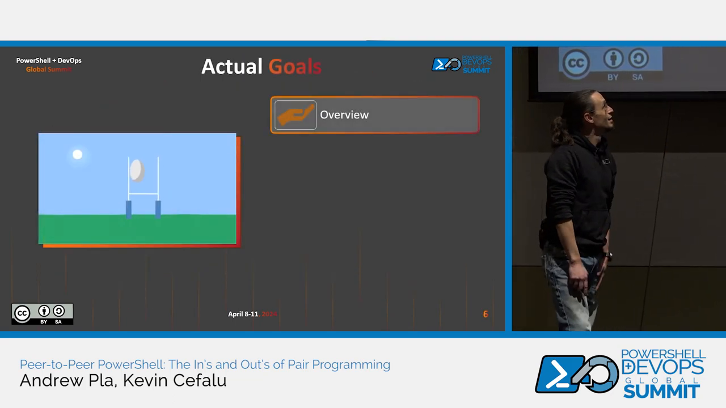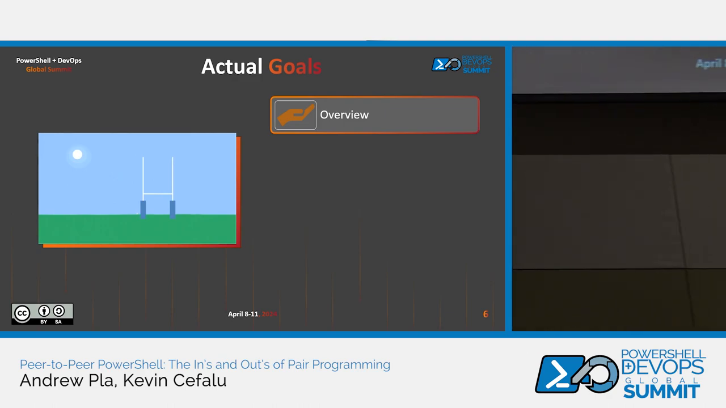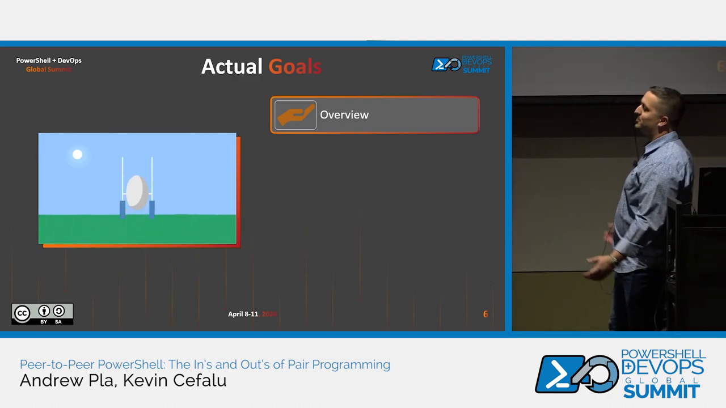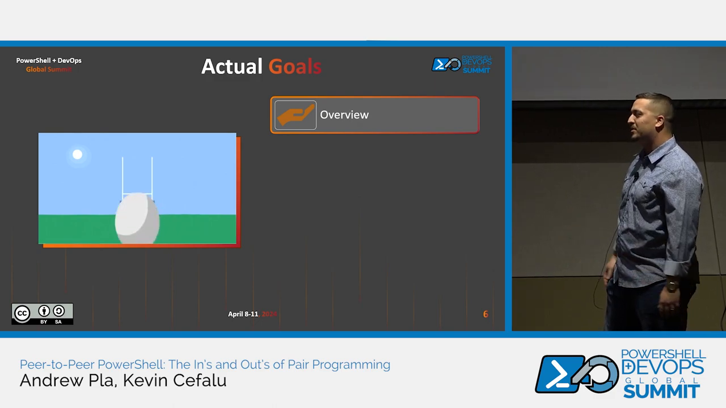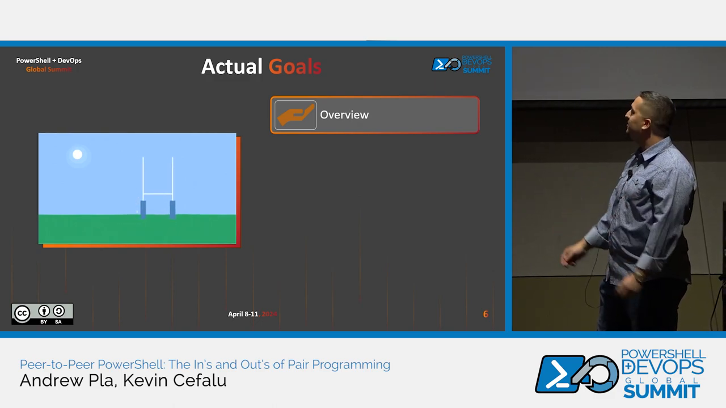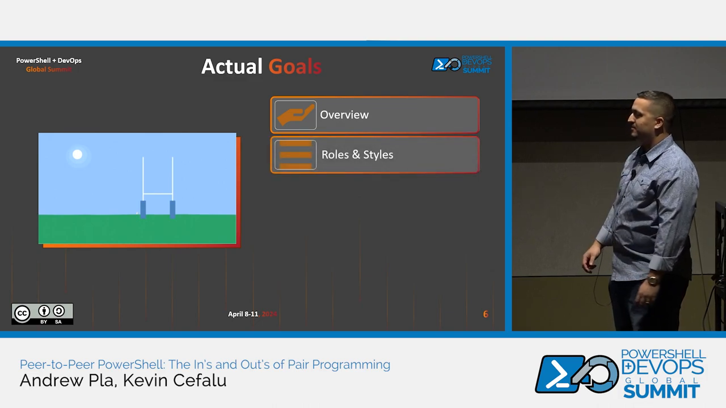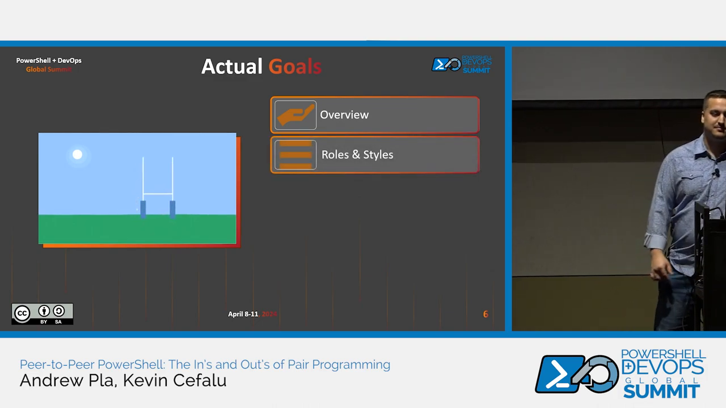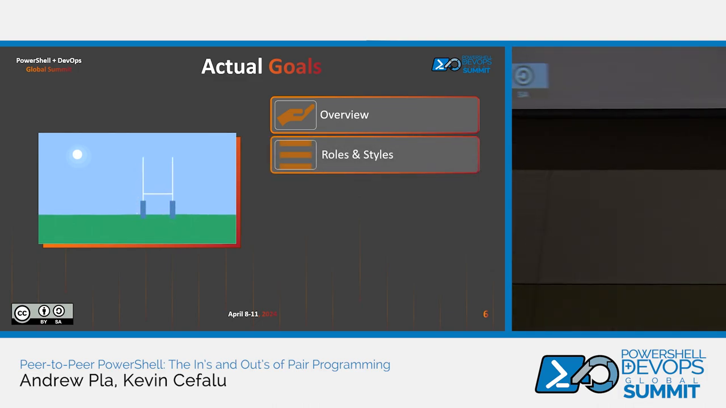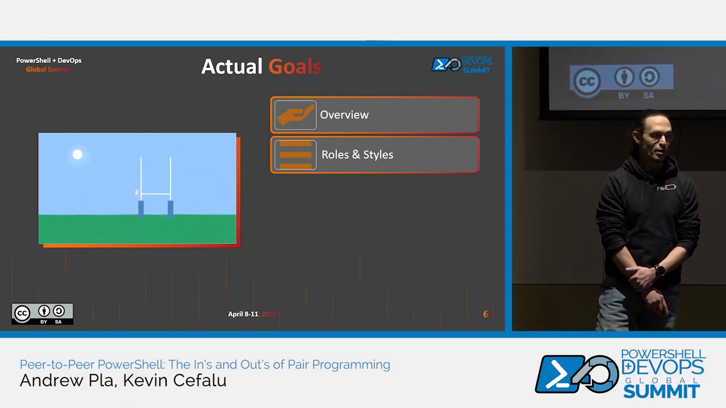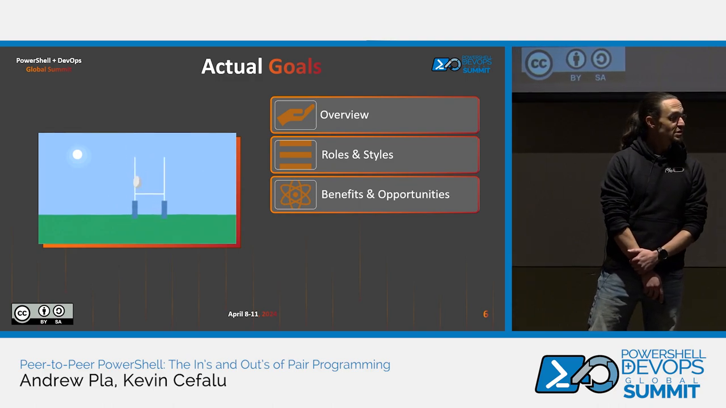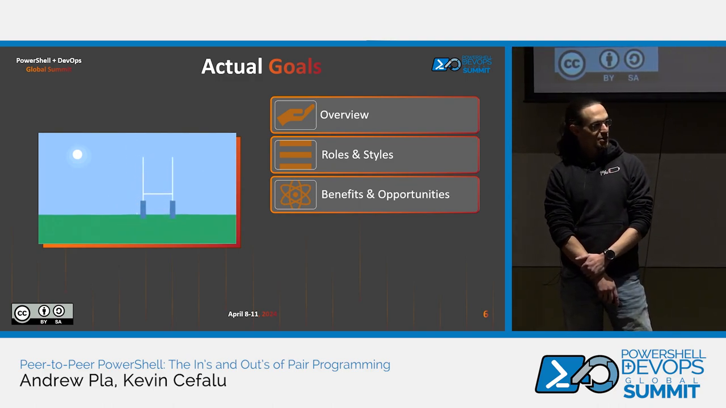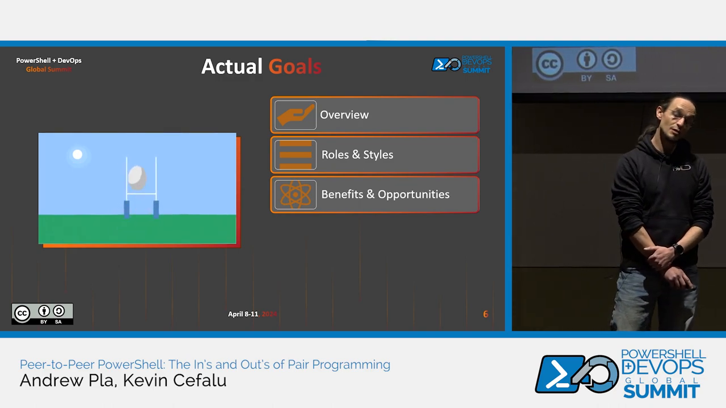So our actual goals. First of all, we're gonna give you an overview, explain kind of what pair programming is. Some of you may be a little bit familiar, but we'll contextualize things for you. We'll go over some general roles and styles that are often used in pair programming. Benefits and opportunities. What are some of the benefits of this? You definitely want to get something out of it, and you will.